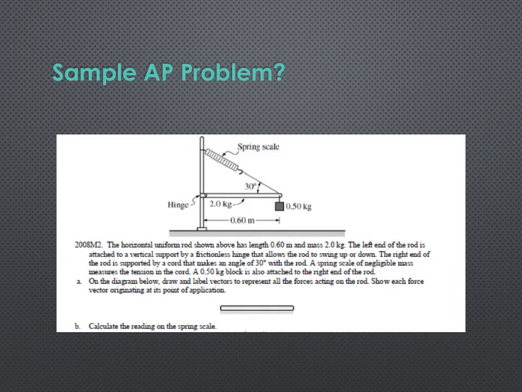So here's a sample AP problem. This is actually from a Physics C test in 2008, and I've taken out the couple of questions at the end that probably wouldn't apply to AP Physics 1. But you can see here that this is what a setup would look like, and having to draw and label forces acting on the rod and then calculate the reading in the spring scale is going to be something that we could do in this class.